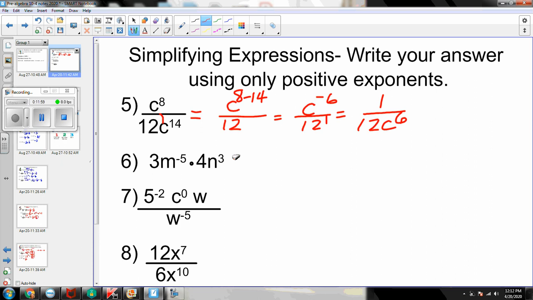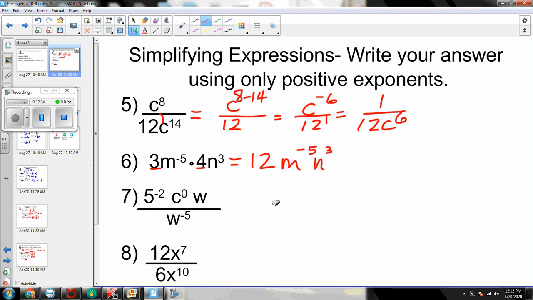All right, number 6. I have a 3m to the -5 times a 4n to the 3rd. So my coefficients, the 3 and the 4, the numbers in front of the variables, I can multiply those, 3 times 4 to get 12. I have an m to the -5 times an n to the 3rd. Well, these bases are not the same. One is the variable m, one's the variable n. So I cannot add -5 and 3. I cannot add the exponents if the bases are different. So it's really an m to the -5, n to the 3rd.